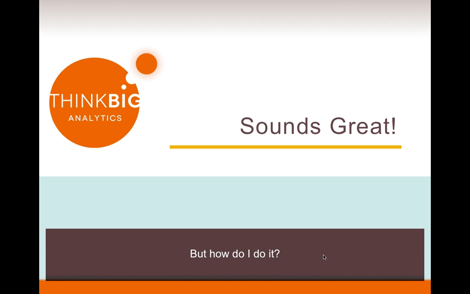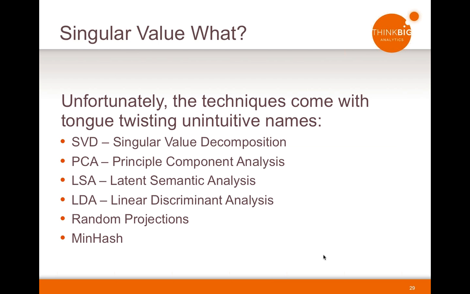Now, you're thinking that sounds great, but how do I do it? So, unfortunately, dimensionality reduction frequently comes with a lot of different techniques that have, once again, scary math-sounding names. They all seem to have three-letter acronyms, so you've got SVD for singular value decomposition, PCA for principal component analysis, LSA for latent semantic analysis, LDA for linear discriminant analysis, and then we go off the three-letter acronym side and we get random projections and MinHash, things like that. There's a lot of different techniques. I'm going to talk about two of them in this talk, and I'm just going to give a basic overview. I'm going to talk about singular value decomposition and random projections a little bit later after that.